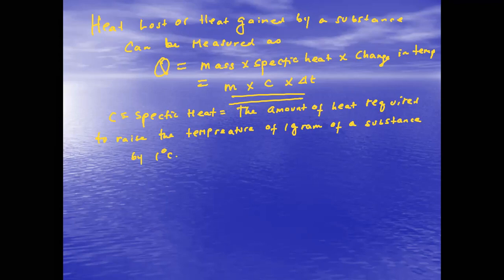We use the specific heat of water, for example. The specific heat of water will be given to you. It's 4.18 joules per gram per degree centigrade. It means that to raise the temperature of 1 gram of water by 1 degree centigrade, you need about 4.18 joules of energy.